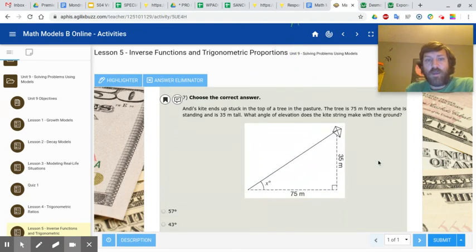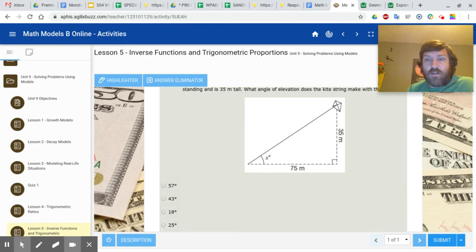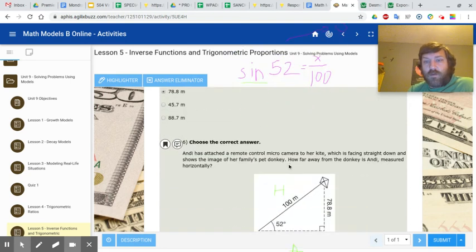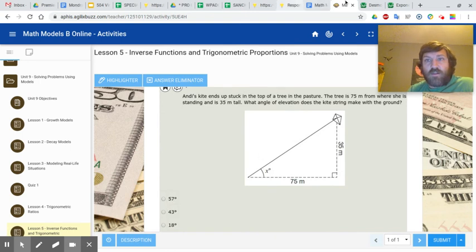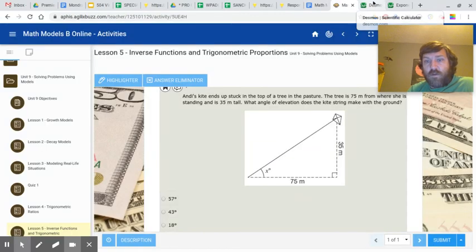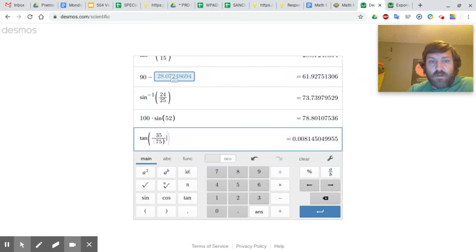More of the same. Andy's kite ends up stuck at the top of a tree in the pasture. The tree is 75 meters from where she's standing and 35 feet tall. What angle of elevation does the string make with the ground? So this is basically what you were doing in number 1. You have the two measures and you want to find the angle. And these are the legs. So we're going to say, okay, tangent of 35 divided by 75. These are the two legs.